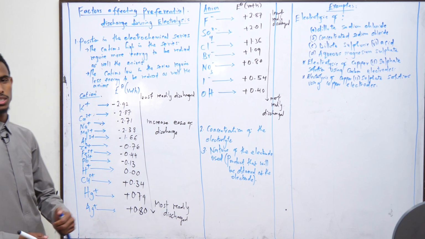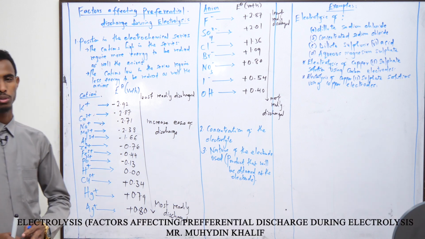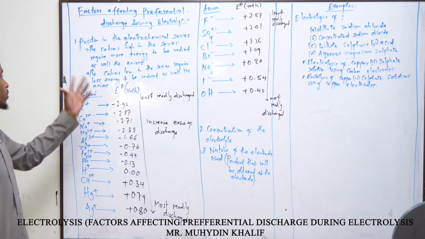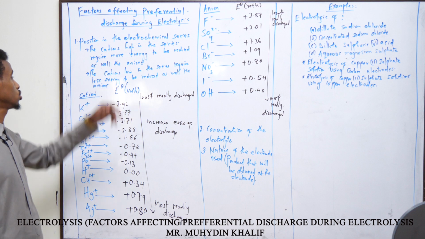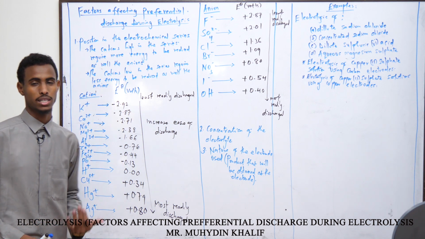Now today, as you can see, I want us to dive and navigate through the factors affecting preferential discharge during electrolysis. Now there are three factors that affect the preferential discharge. Number one, you have the position in the electrochemical series of the anion as well as the cation.